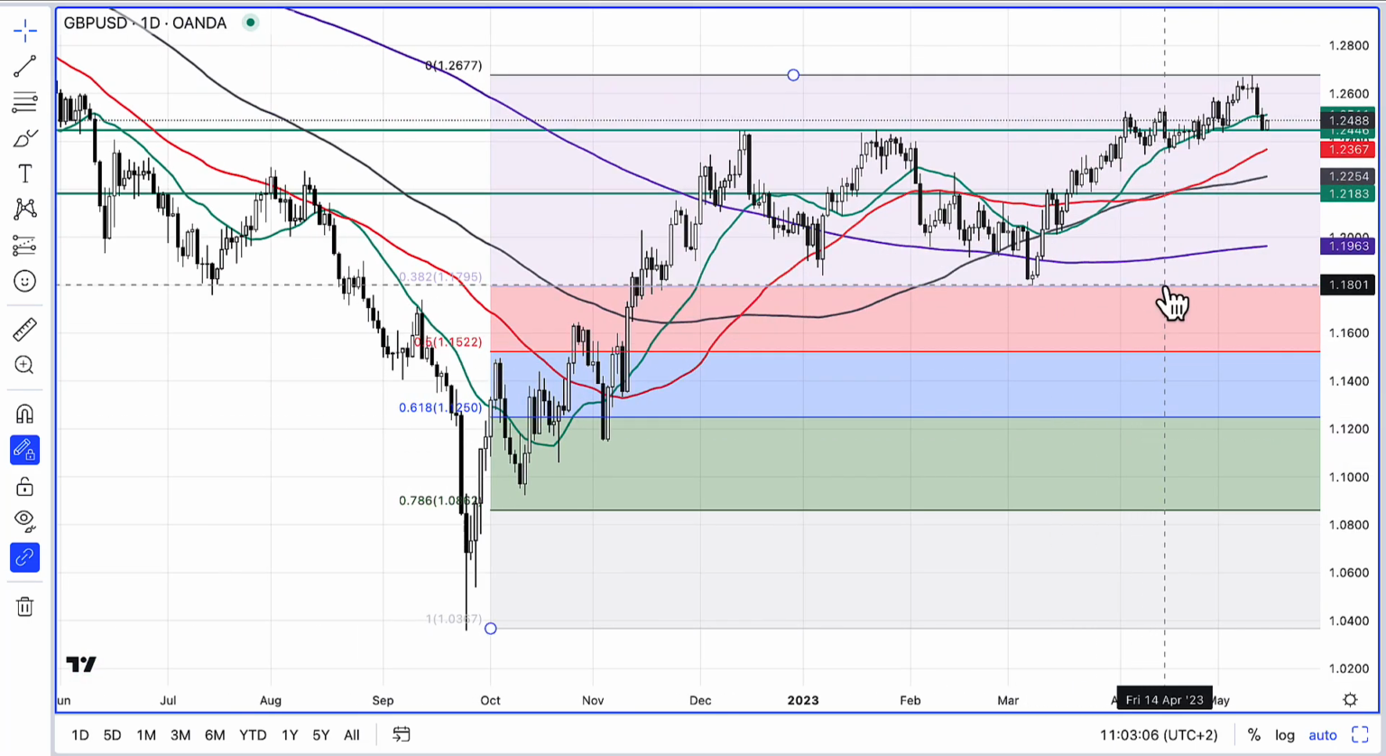I don't know if we'll get there. It's quite a long way down, considering that's about 2.25, it's about 700 pips below us. So whether we can get that far or not, I don't know. Obviously, it's not going to happen in one day.